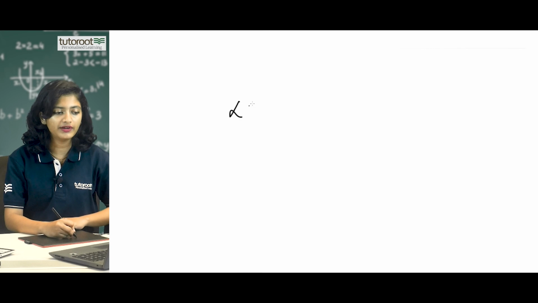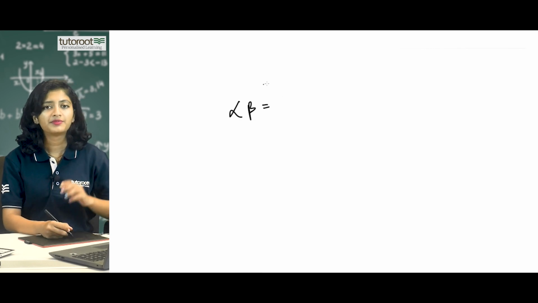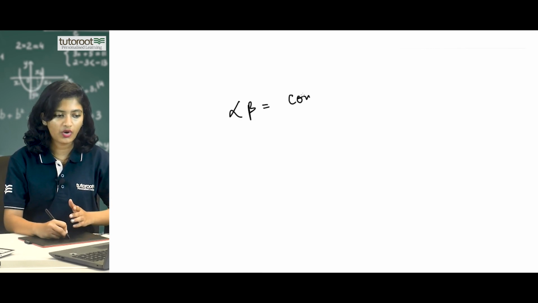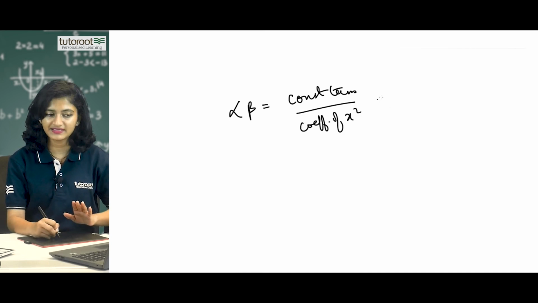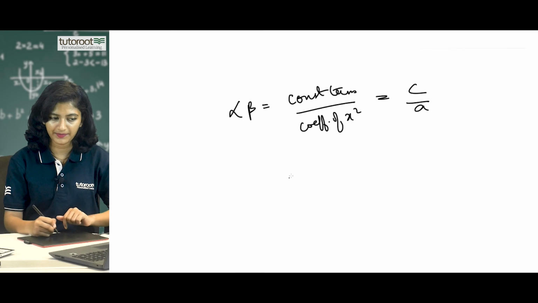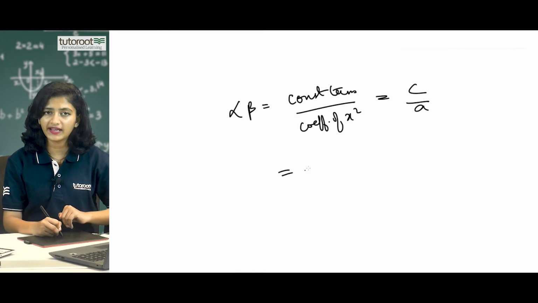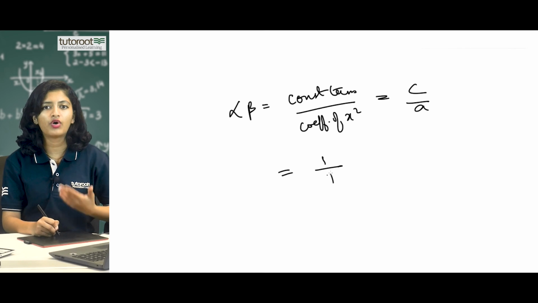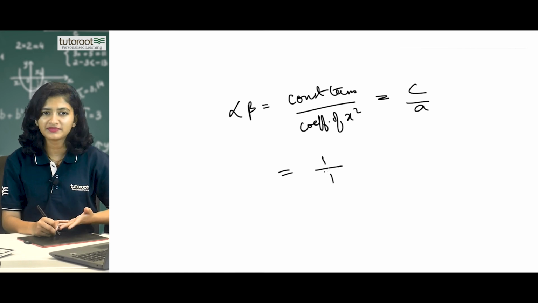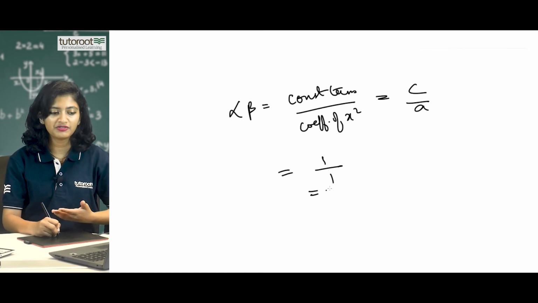Now what is the product of your zeros here? Product of the zeros is nothing but constant term by the coefficient of x square. Isn't that right? So that will give you c by a. Now what is your c and what is your a? C is nothing but 1 and a is also 1. So what is the product of the zeros? Product of the zeros is nothing but 1.